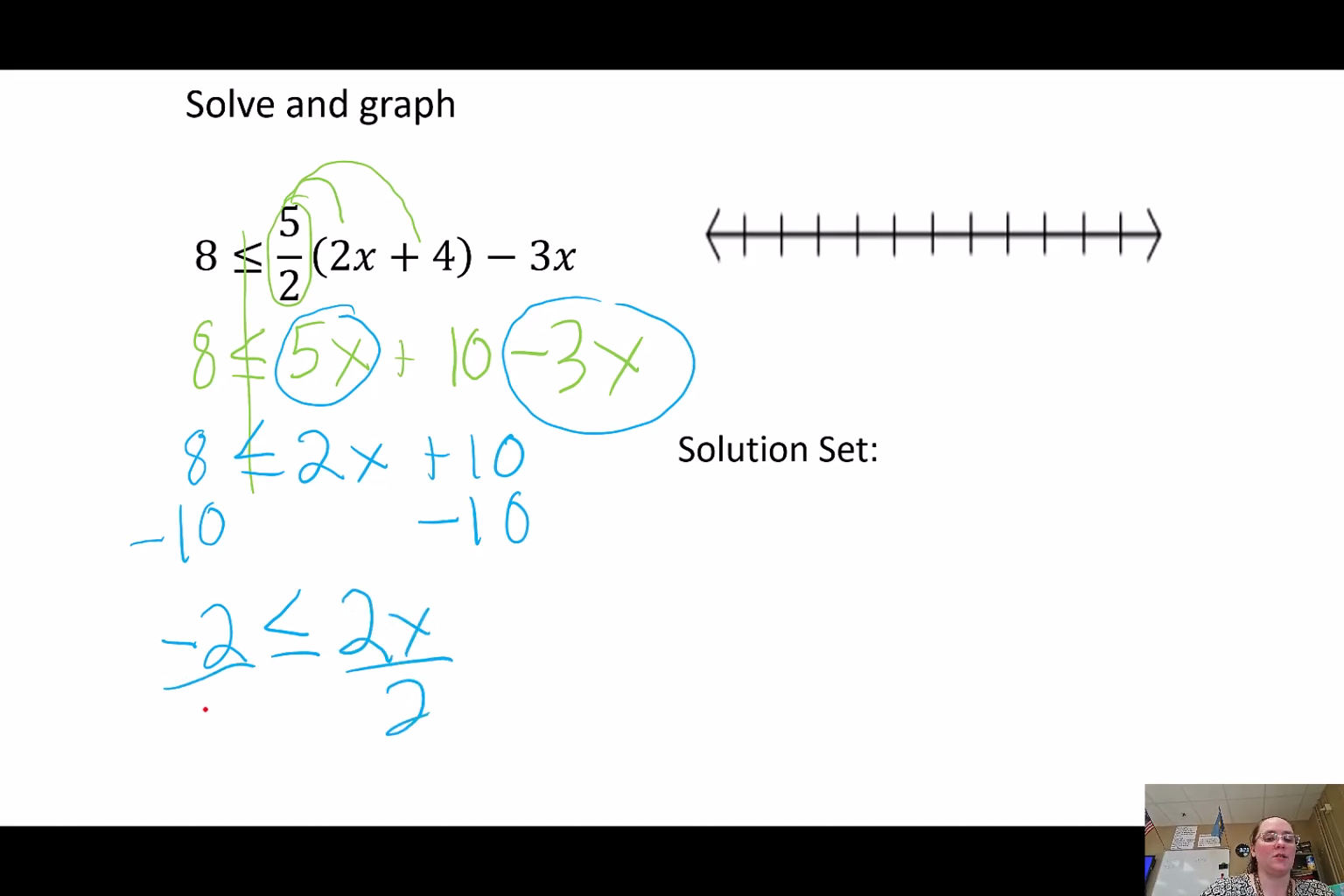Divide both sides by 2. So negative 1 is less than or equal to x. Now, remember, I don't like my variable to be on the right side, so I'm going to flip-flop everything. So I get x is greater than or equal to negative 1. Remember, you have to keep the inequality facing the same direction. So if the big side of the inequality was facing the variable, when you flip-flop it, it still has to be facing the variable. So negative 1 is my number that I'm going to put my dot at.